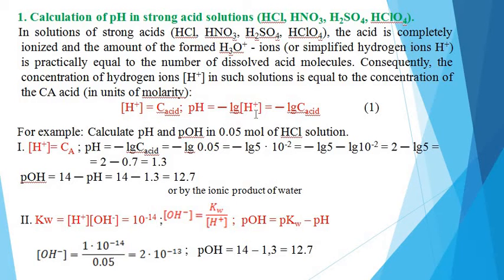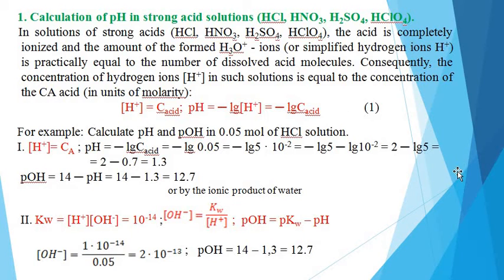In this case, the concentration of hydrogen ions is equal to the concentration of acid, and pH is equal to the negative logarithm of the concentration of hydrogen ions. And as the concentration of hydrogen ions is equal to the concentration of acid, pH is equal to the negative logarithm of the concentration of acid.